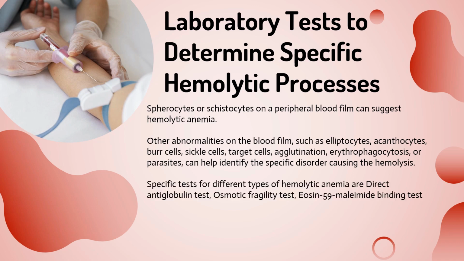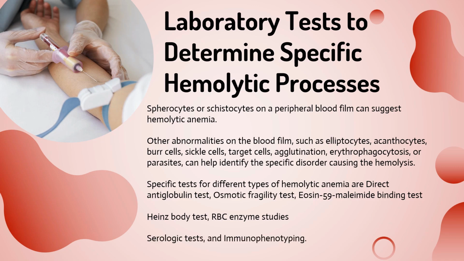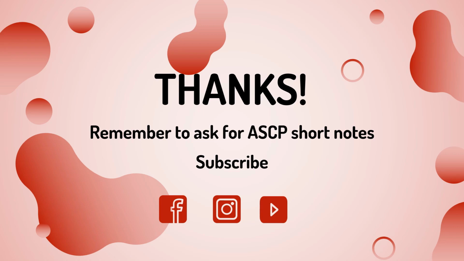Specific tests for different types of hemolytic anemia are direct antiglobulin test, osmotic fragility test, eosin-5-maleimide binding test, Heinz body test, RBC enzyme studies, serologic tests, and immunophenotyping.